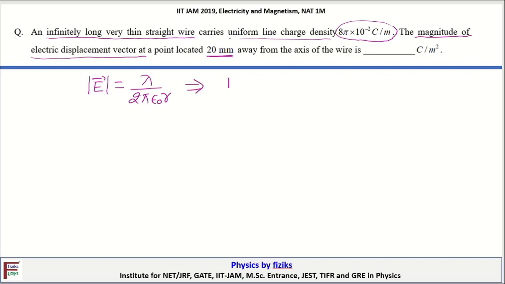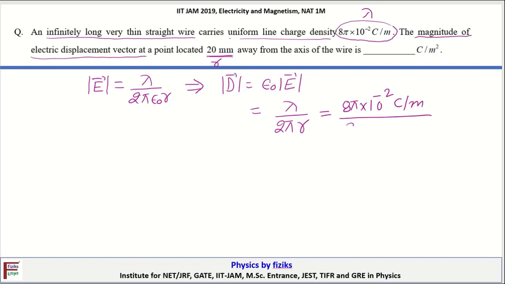So the electric displacement vector D is given by epsilon 0 times mod E. So we can write this as lambda by 2 pi r, and we know that this lambda is given and this is the r. So lambda is 8 pi into 10 to the power minus 2 coulomb per meter, divided by 2 pi into r, where r is 20 mm, that is 10 to the power minus 3 meter. If we calculate this value, we will get 2 coulomb per meter square.